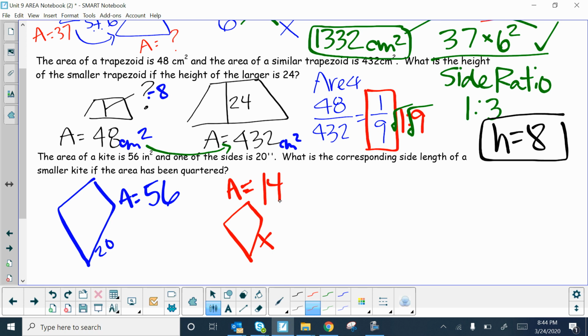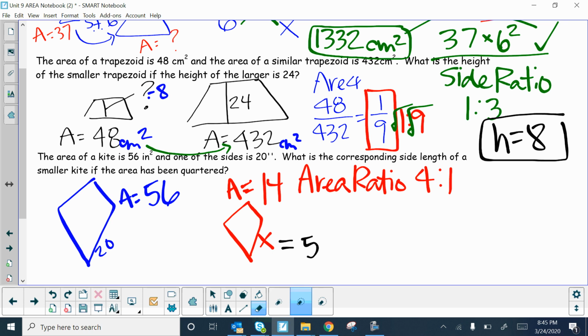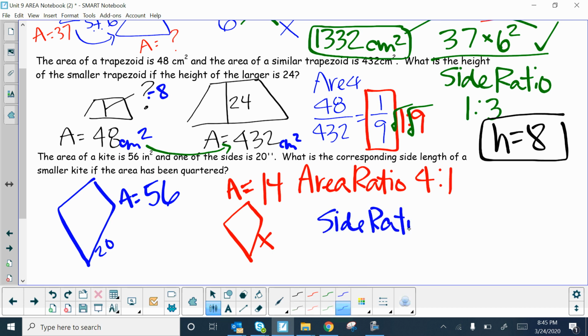Okay, so what's the area ratio? The area ratio is 4:1. So what does that tell you the side ratio is? Because I bet a lot of y'all would want to put that this side is going to be 5. If the area got 4 times smaller, then the side's going to get 4 times smaller. No, it is not going to get 4 times smaller because we are in different units. What do you have to do to the area ratio to get the side ratio? That's what you need to use. What's the side ratio? Whatever this is squared.